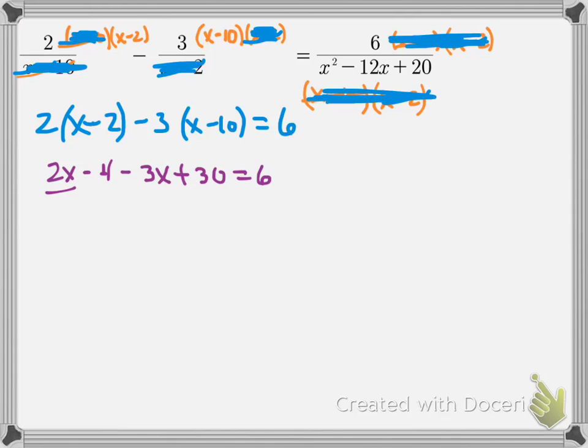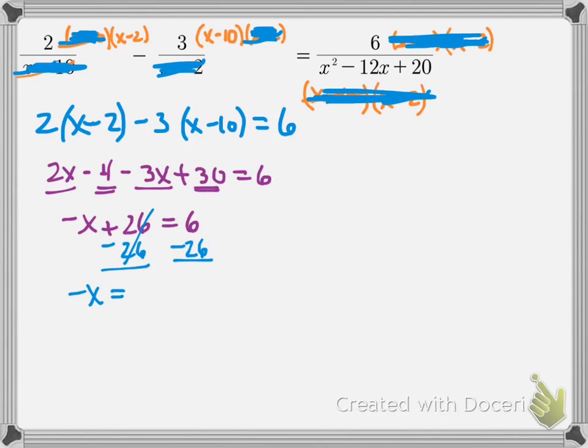You have some like terms here that you need to put together. That's a negative 1x, and then you have some like terms here. That's positive 26. Get your x by itself, which means you need to subtract 26, leaving us with negative x equals negative 20. Now you can either multiply or divide by negative 1, it doesn't really matter because either way you're going to get that x equals positive 20.